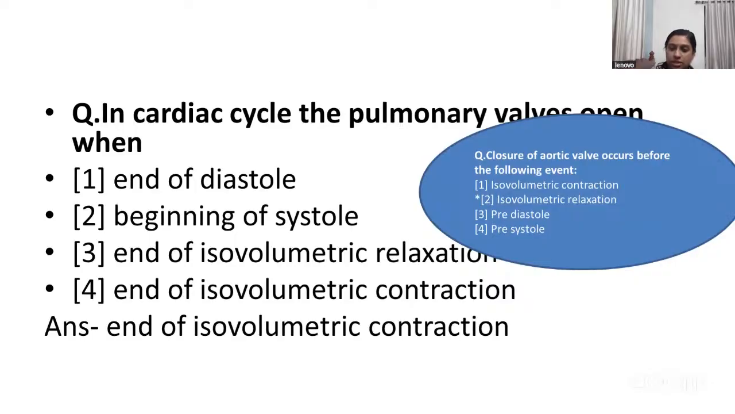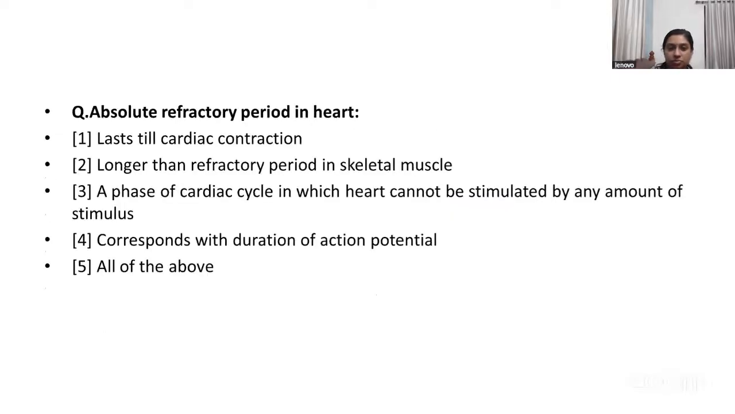Another question is that closure of the aortic valve occurs before the isovolumetric relaxation. Okay. Now, next question, absolute refractory period in heart. The options are last till cardiac contraction, longer than the refractory period in skeletal muscle, a phase of cardiac cycle in which heart cannot be stimulated by any amount of stimulus, corresponds with the duration of the action potential, all of the above. So the answer here is all of the above. By learning this question, you can frame multiple questions. These are all different points.